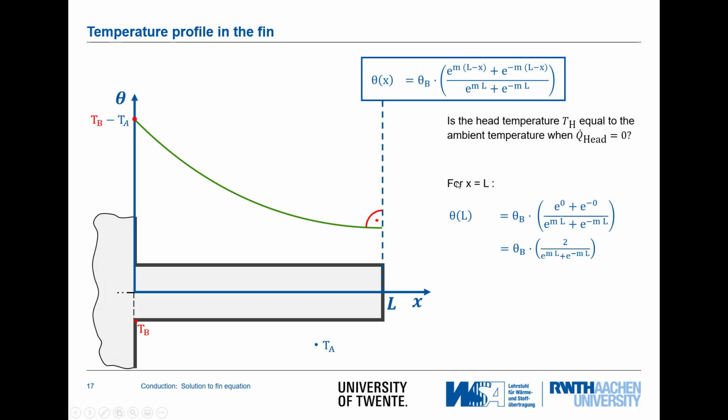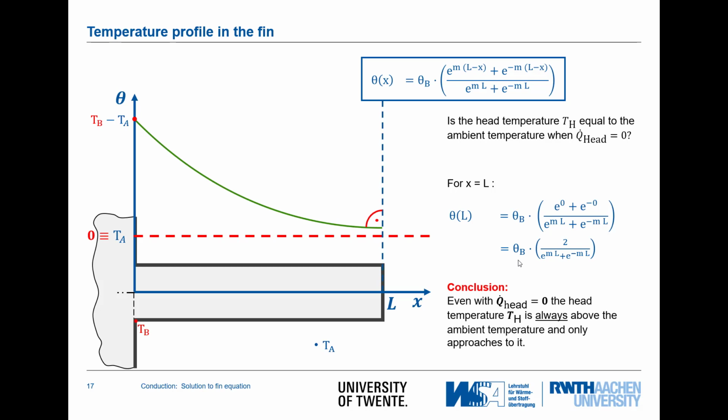So let's plug in the location x equal to L into our equation, which simplifies it very much, because we have the exponent of 0 plus the exponent of minus 0. Each is 1, so we get a 2 out of that. On the bottom side, we also get the combination of the two exponential functions, which we don't really need to evaluate. But what we see is that this value is not 0. So we do not approach this value here. The conclusion is that even with the assumption that there is no heat flux at the fin head, there is still a temperature difference between the head of the fin and the ambient. We don't reach that, we only approach this temperature, even for a very long fin.